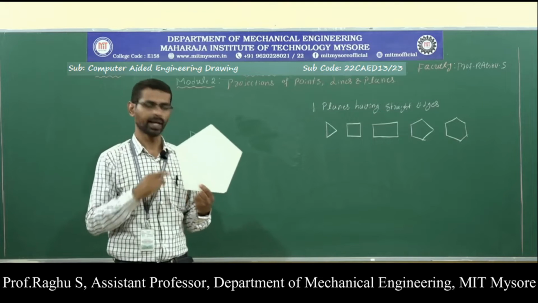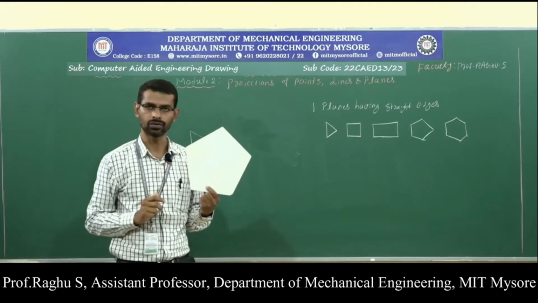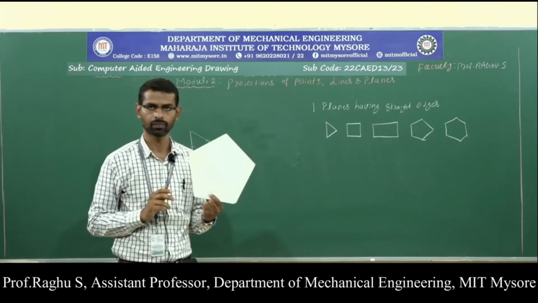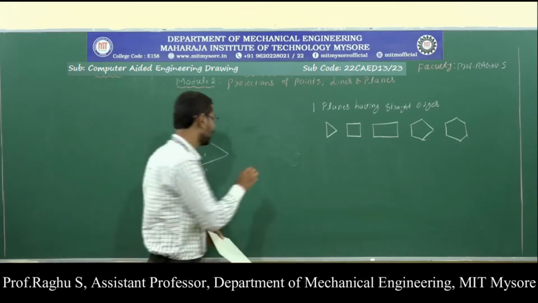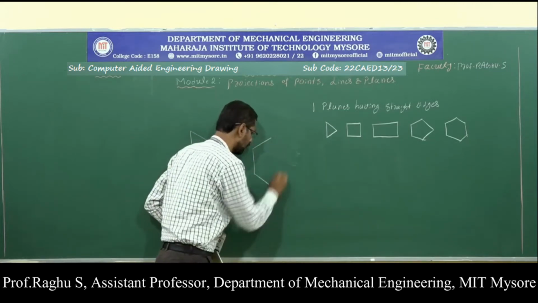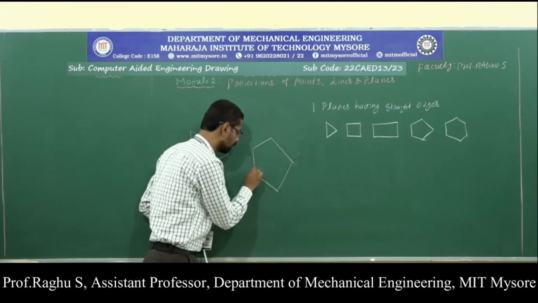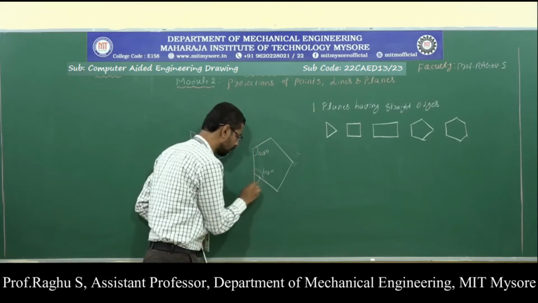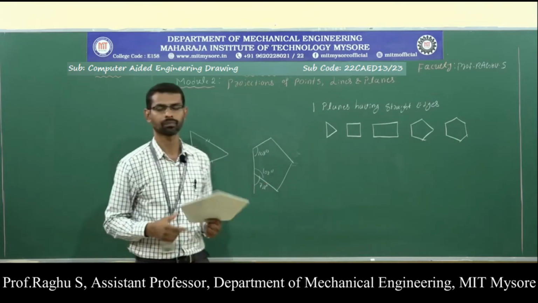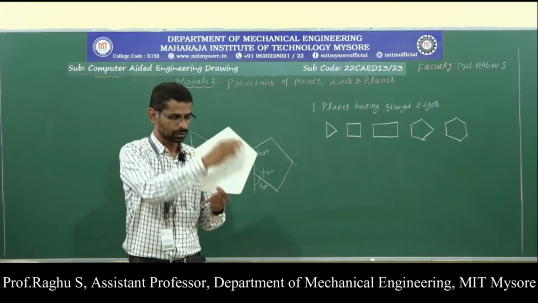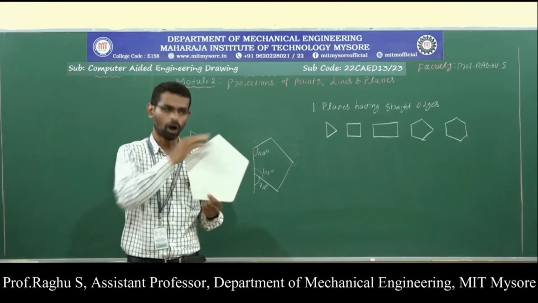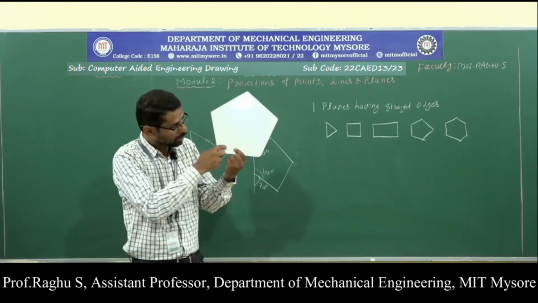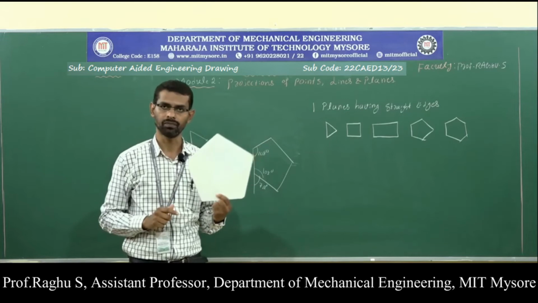Next one, pentagonal lamina. A pentagonal lamina consists of 5 sides and 5 angles. If all sides are equal, then it is called a regular pentagon. The interior angle for a regular pentagonal lamina is 108 degree and the exterior angle is 72 degree.